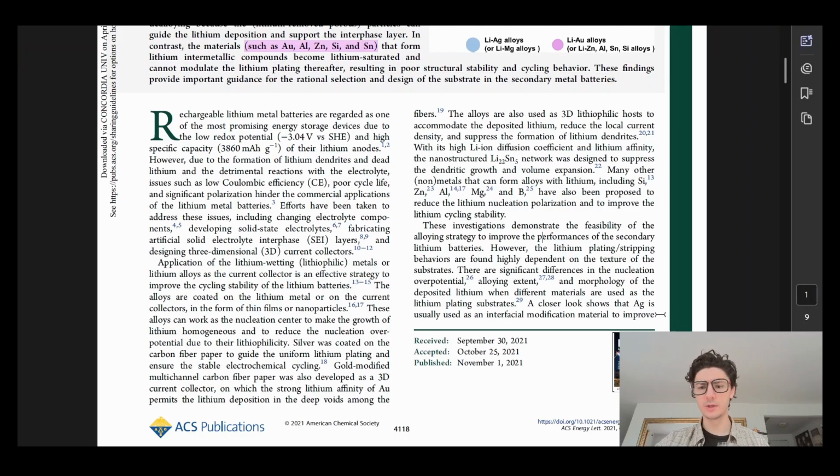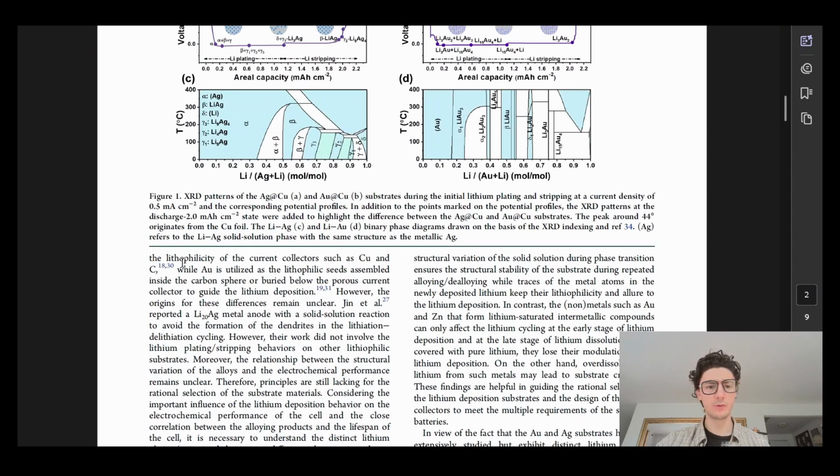A closer look shows that silver is usually used as an interfacial modification material to improve the lithophilicity of the current collectors, such as copper and carbon, while gold is utilized as lithophilic seeds assembled inside the carbon sphere or buried below the porous current collector to guide the lithium deposition.